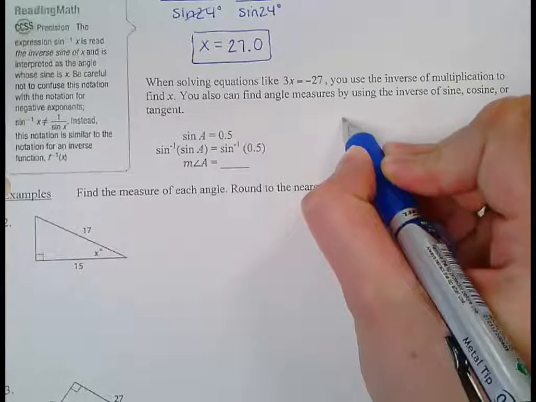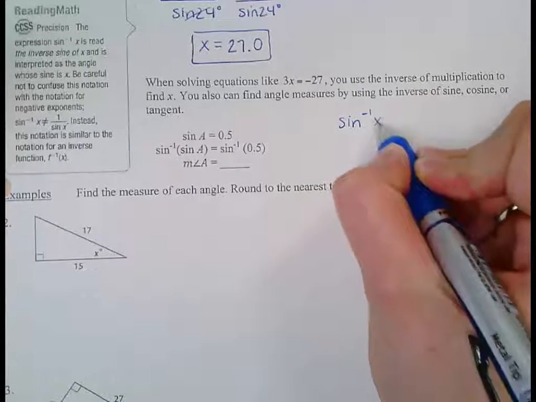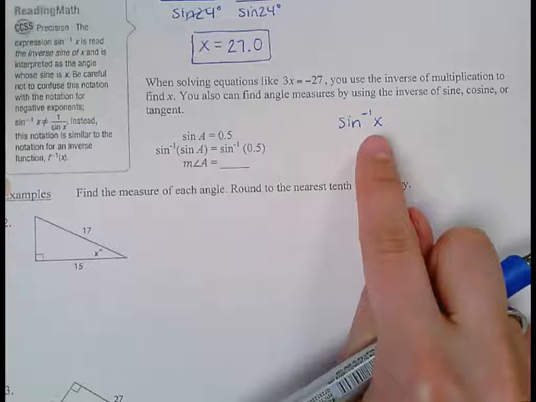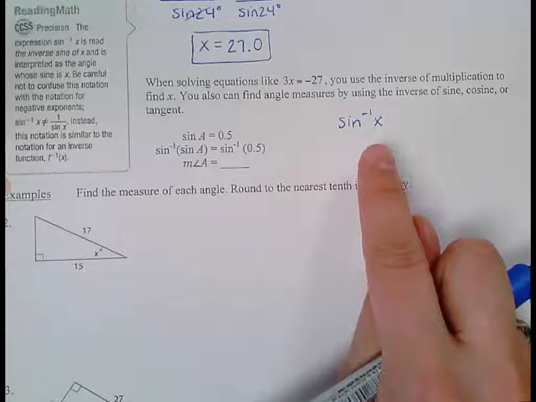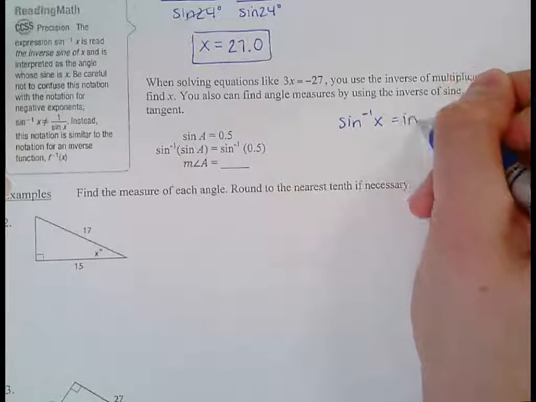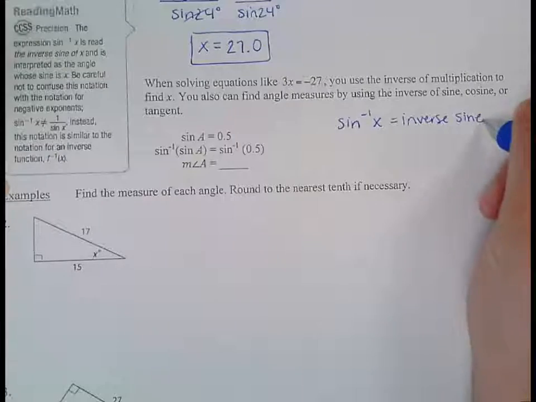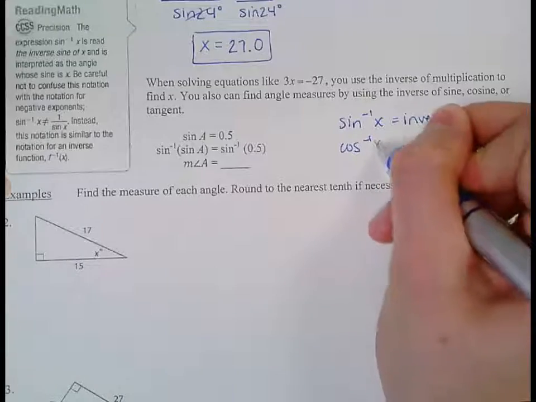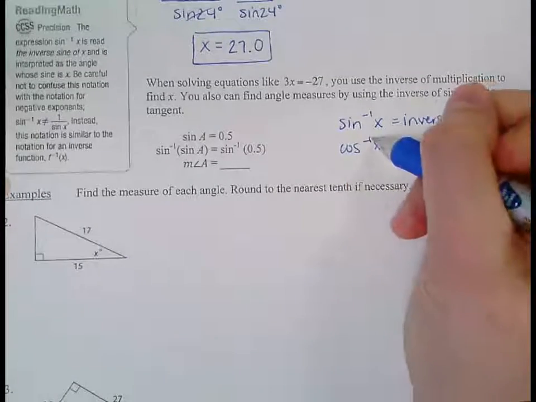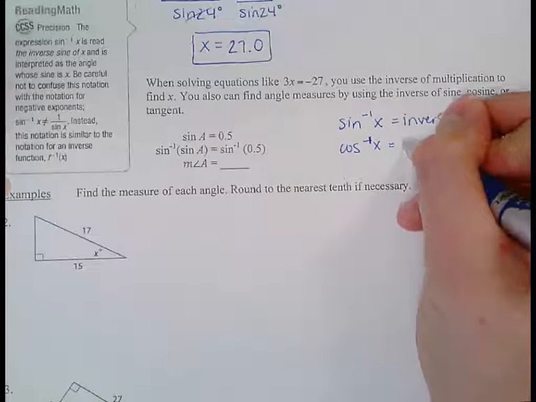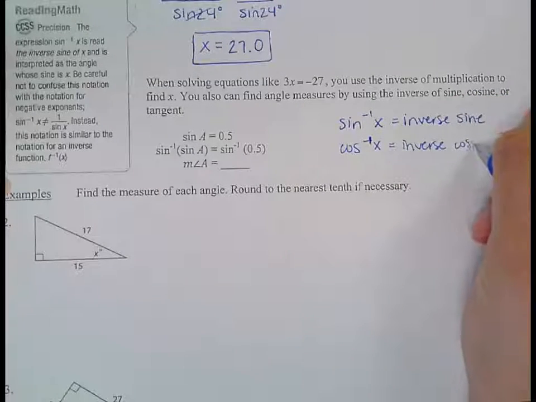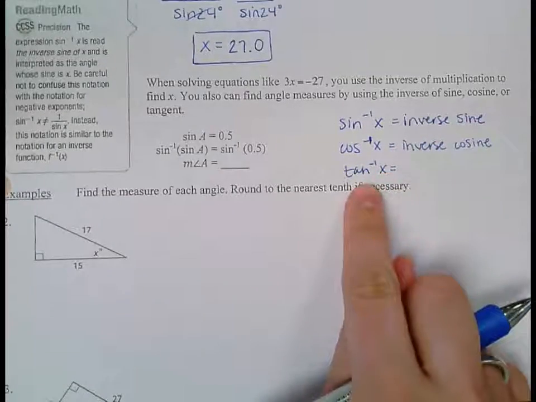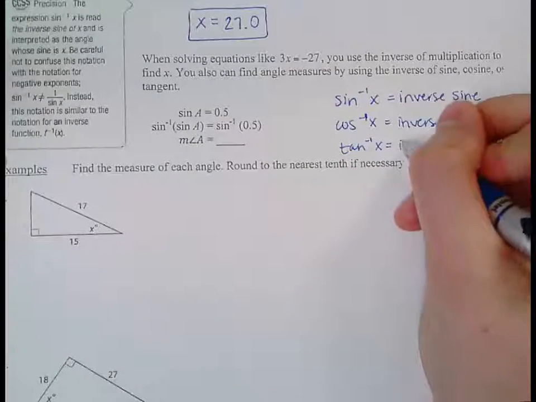So inverse sine is written this way, so it's still sine of x, but it looks like there's an exponent of negative 1. It is not an exponent, it's just the inverse notation. So this means inverse sine. And then inverse cosine and tangent are written very similarly. Here's the notation for inverse cosine, that again is a negative 1 there. And then inverse tangent, again, written very similarly.